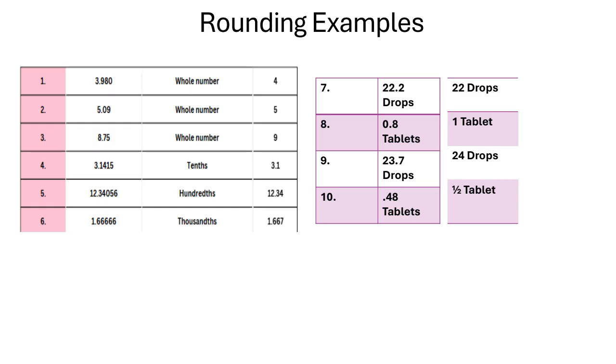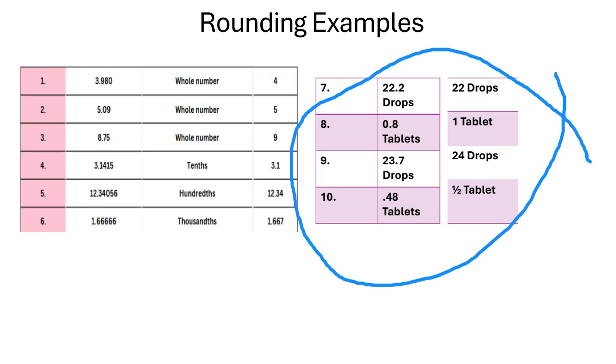Now, the chart on the right is a little bit different. Why? Because you now have the drops. If you have 22.2 drops, and that's the indicated order or the indicated dosage that you have to give to that patient, you will leave it at 22 drops. Like I say, you cannot cut a drop in half.